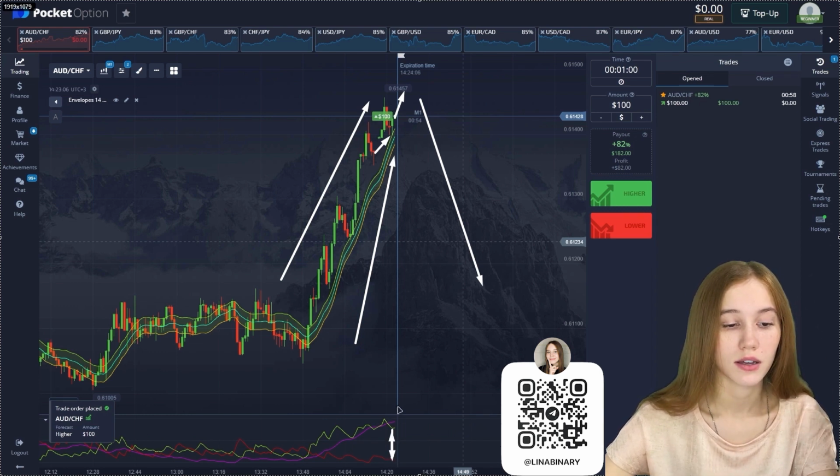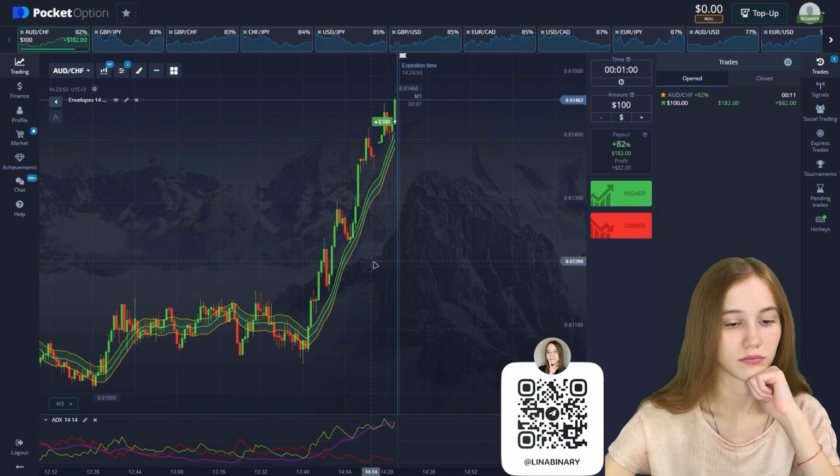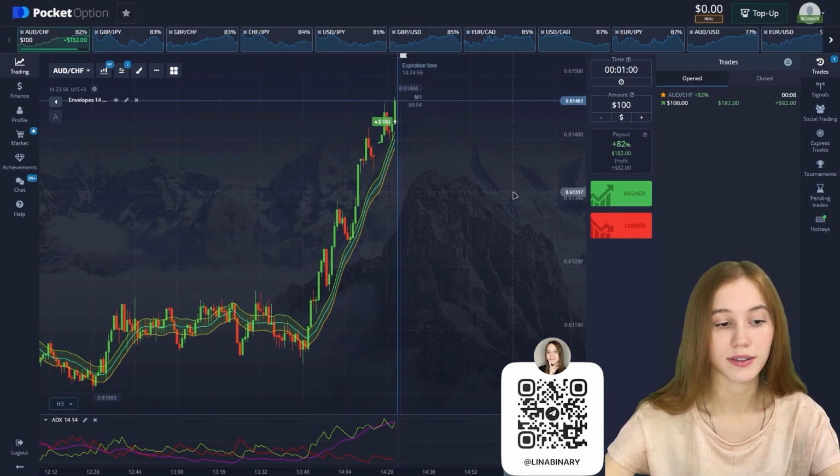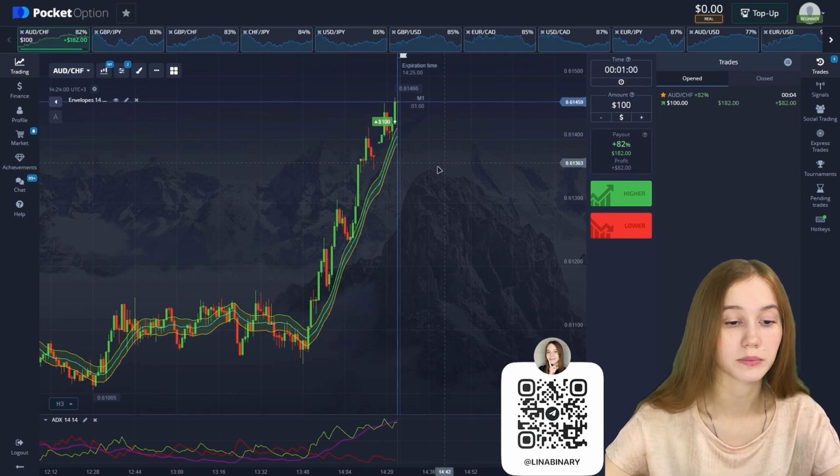There are 6 seconds left until the end of the deal. We see that the deal is closing positive. Good. Profit is $82. Good.